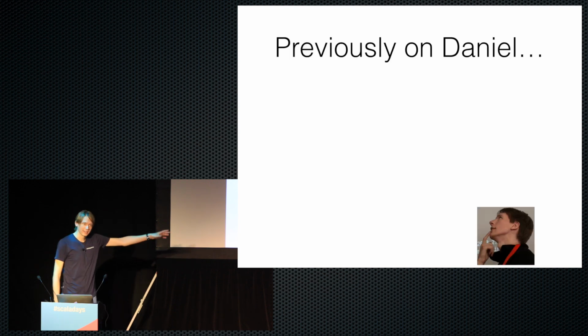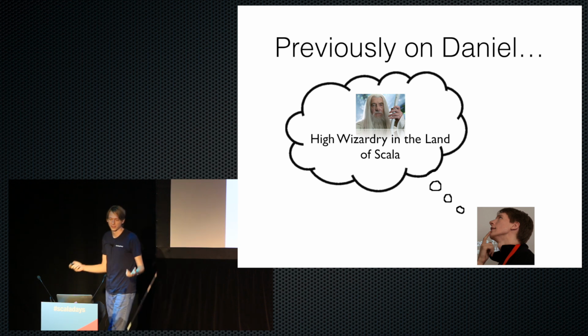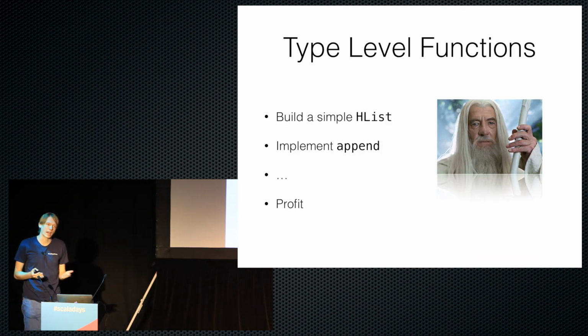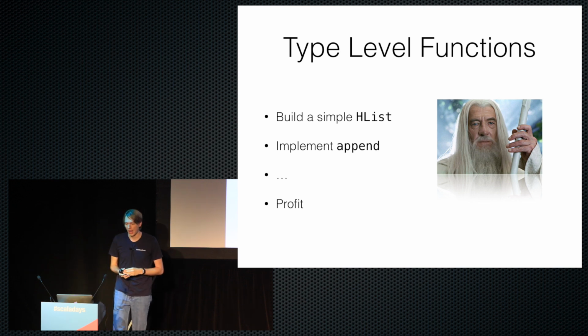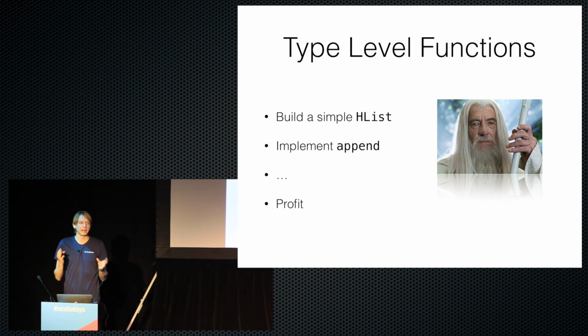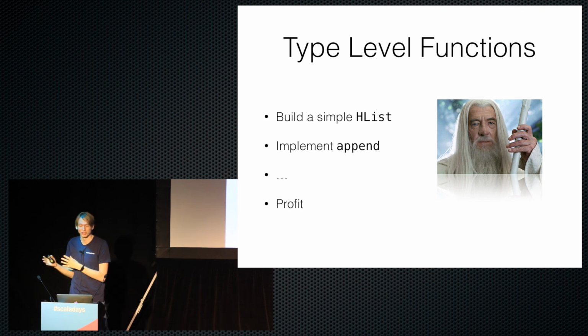So previously, some years ago, I gave a talk entitled High Wizardry in the Land of Scala. And in this talk, we implemented a very, very straightforward HList data structure. There really wasn't much to this. I didn't put much in it. There was basically just append, both at the value level and the type level. And that's basically where we stopped, because back in Scala 2.7, that's about as much as you could do.